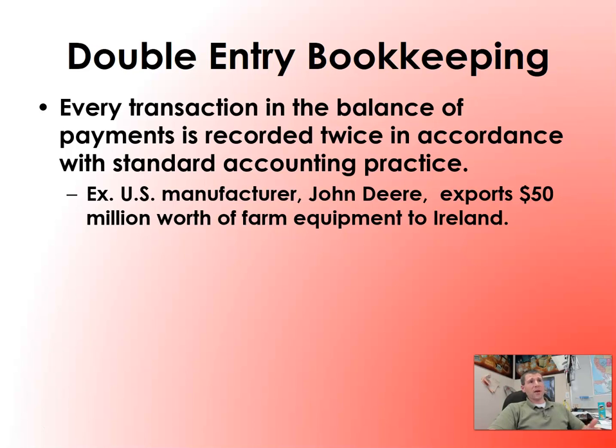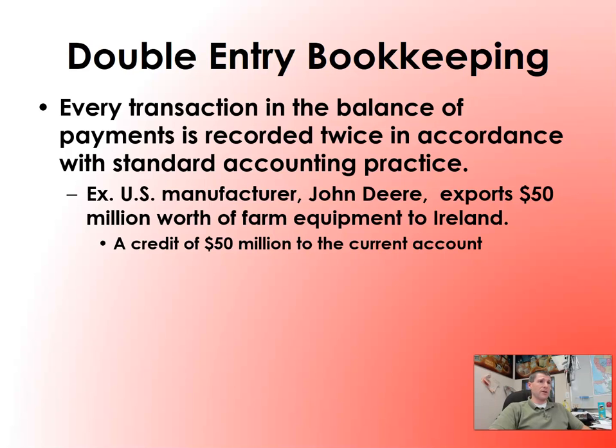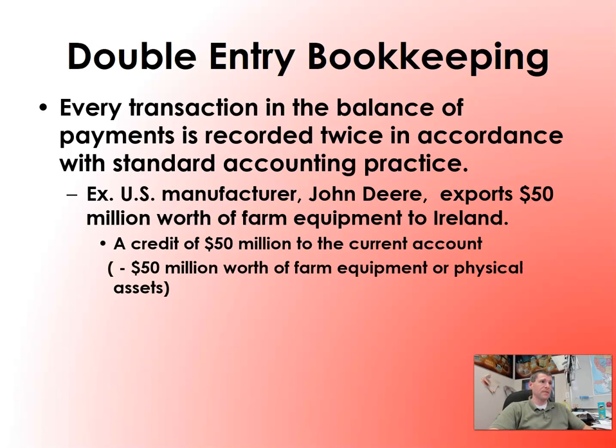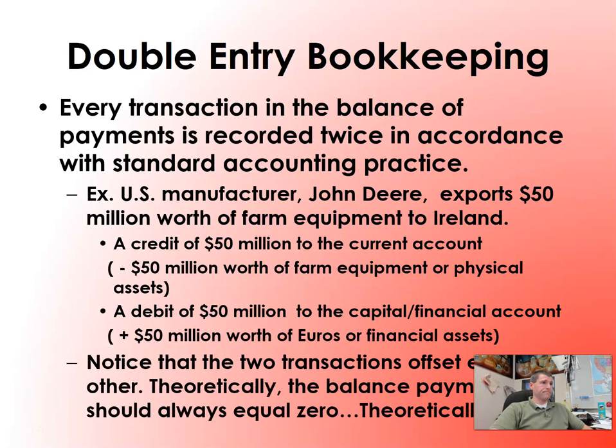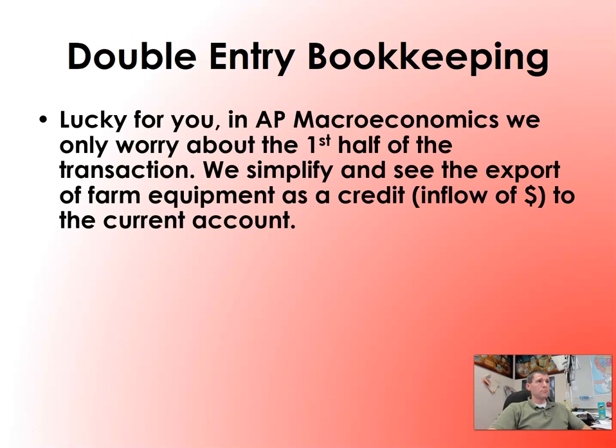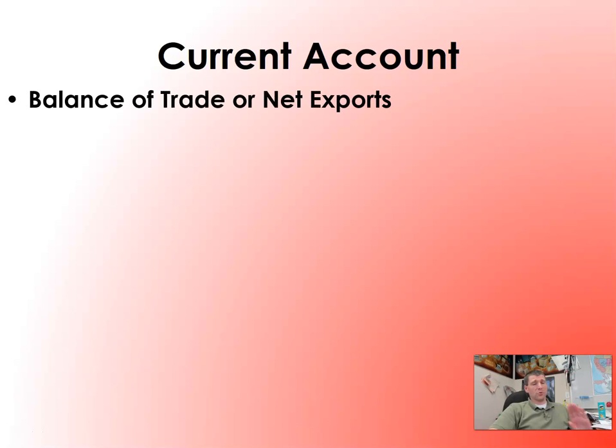So let's say U.S. manufacturer John Deere exports $50 million worth of farm equipment to Ireland. All right, that'd be a credit of $50 million to the current account for the U.S., because the U.S. is exporting the goods, so you have $50 million coming in, a credit to the U.S. current account, and that'd be matched by a $50 million debit in the financial account. All right, so one is going up by $50 million, the other is going down $50 million. Okay, so the two transactions offset. Now that third one, we'll get to that here in a second.